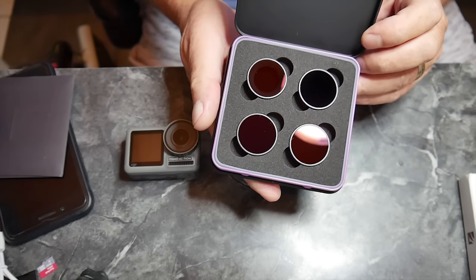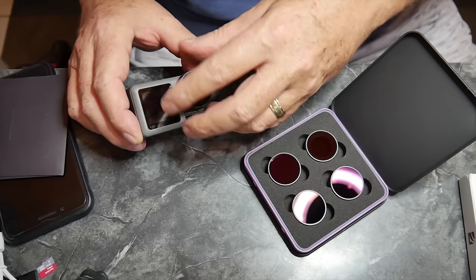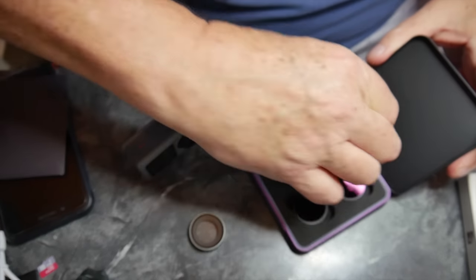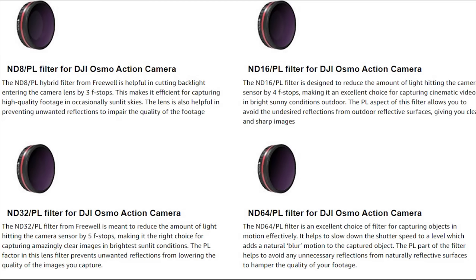And now that we got the official explanation of an ND filter out of the way, basically it'll help you with stops of light known as f-stops, and let's get into that right now. So with this Freewell Bright Day 4-pack, it comes with an ND8 PL, which stands for polarizer. It comes with an ND16, ND32, and an ND64. Now the ND8 is a hybrid filter from Freewell that's helpful in cutting backlight entering the camera by 3 stops. An ND16 will do the same thing by 4 stops, an ND32 will do it by 5 stops, and an ND64 will do it by 6 or more, depending.